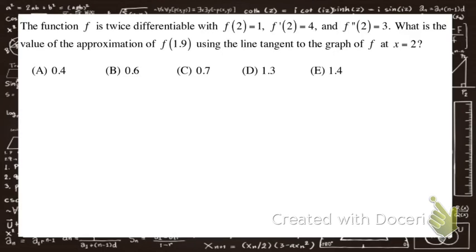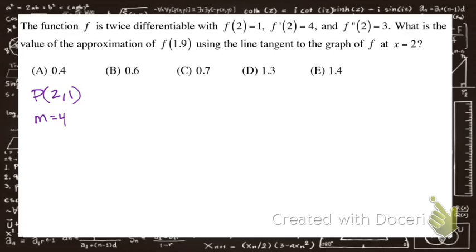The point is (2, 1). I know that's (2, 1) because when you plug 2 into the function, you get 1. Do we have a slope? Yes, we have a slope too. What's the slope? 4. I know that's my slope because if I plug 2 into the derivative, which is the slope of the tangent line, I get 4.